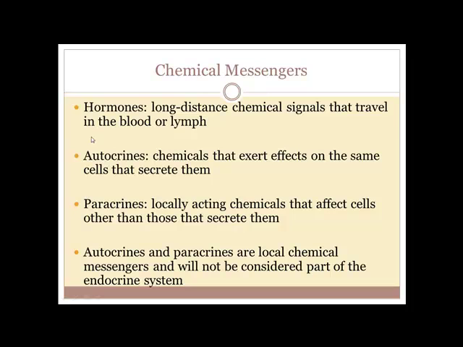There are two other things called autocrines and paracrines. Autocrines are chemicals that have an effect on the tissue that secretes them. Paracrines are chemicals that act locally, but do not affect the tissue that is secreting them. Autocrines and paracrines are considered local messengers, and they're not part of the endocrine system.